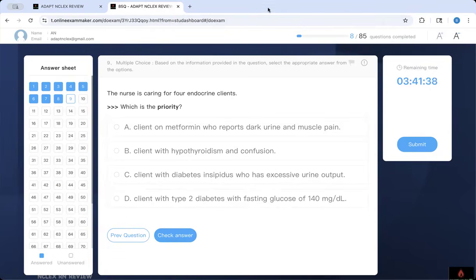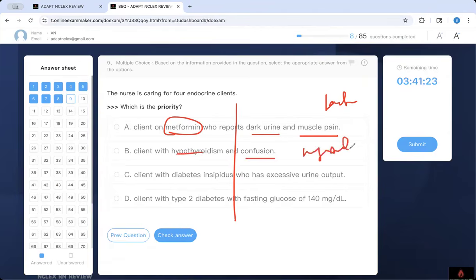Therefore, if you see this divided into two, ask yourself, what do I expect? Metformin. I have dark urine, muscle pain. This is what we call lactic acidosis. Hypothyroidism and confusion. I have myxedema coma. Write it down. Diabetes insipidus, you're going to have excessive urine output, dehydration. Type 2 diabetes, your fasting glucose is not going to be normal, 140. Therefore, what do you think? Who are you going to pick?